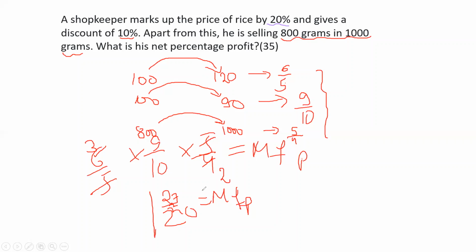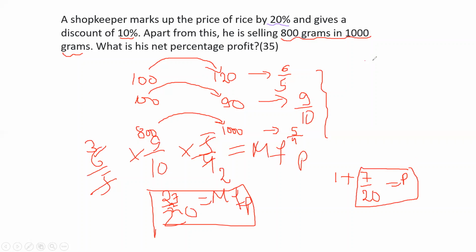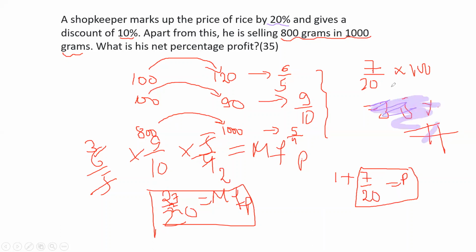Now, as stated, can 27 by 20 be rewritten as 1 plus 7 by 20, in 1 plus x form, equals P? This will be your profit percentage. So percentage will be 7 by 20 into 100, which comes out to be 35%. Done. So easy it looked with the multiplying factor approach. 35 is your answer. See, you already stated the answer. Done with this second question.